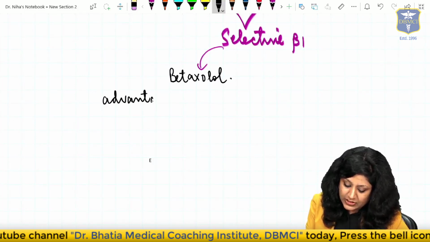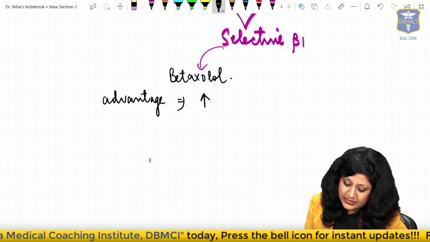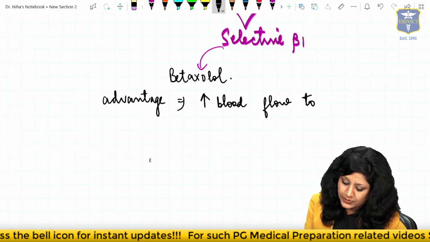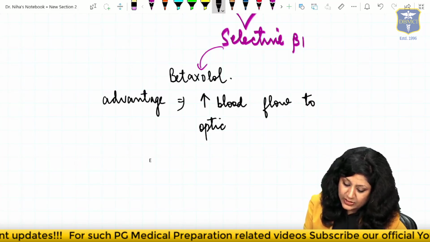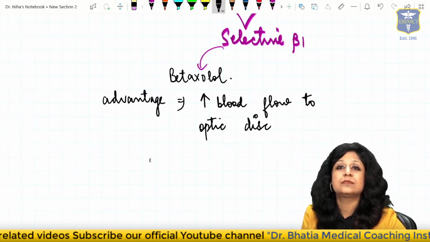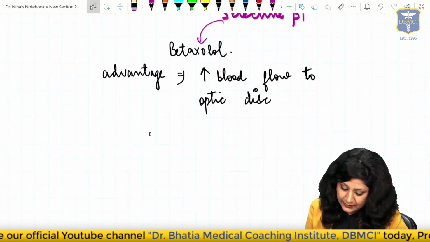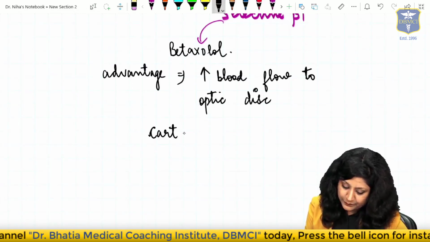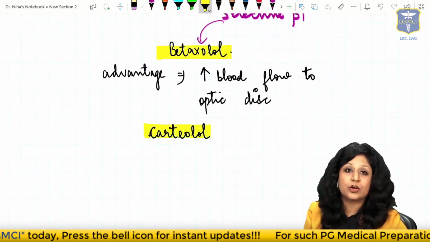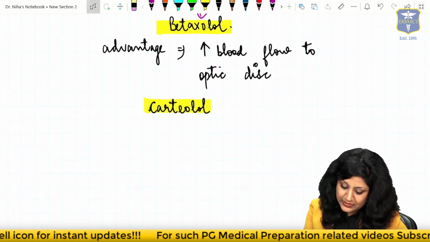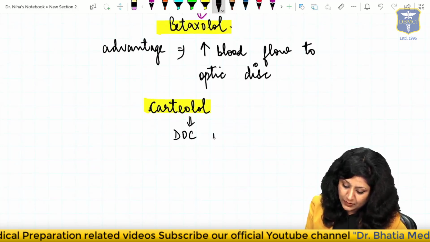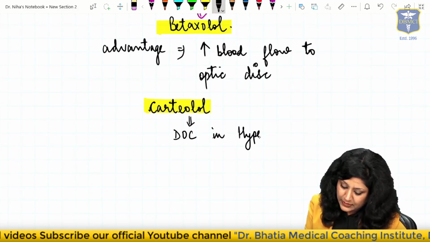What advantage does it have? It increases the blood flow to the optic disc. So we have an added advantage. If you are giving betaxolol to a patient, we have the benefit of increased blood flow to the optic disc. Another important drug here is carteolol. So in the selective variety, we have betaxolol and carteolol. These two drugs are very good drugs, and especially carteolol becomes the drug of choice in hyperlipidemias.